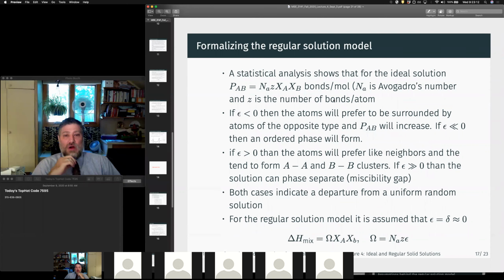So you can work out from some basic statistics, and the exercise is worthwhile doing once. If this were a graduate class, we'd go through it. But you can go through a fairly simple statistical analysis and calculate the number of bonds of each type. You can see that it's going to be directly proportional to the number of A and the number of B that you have. Z is the number of bonds per atom in your system.